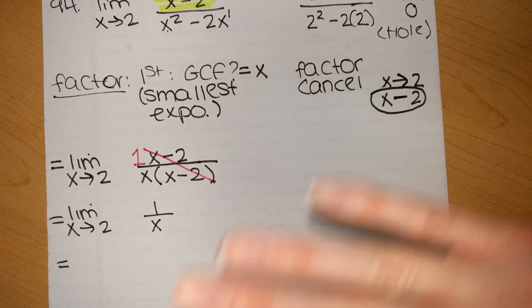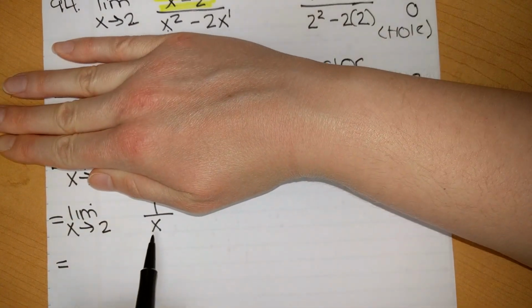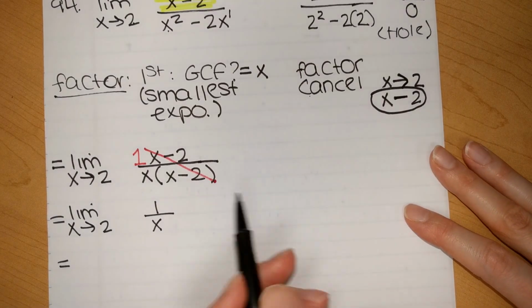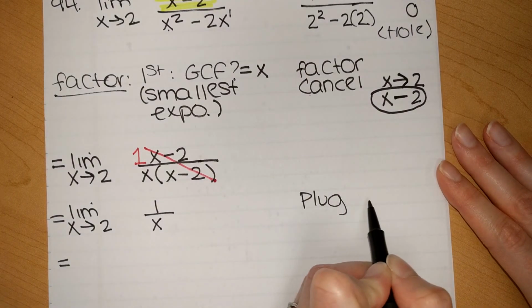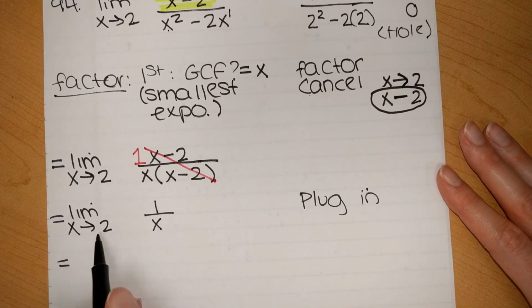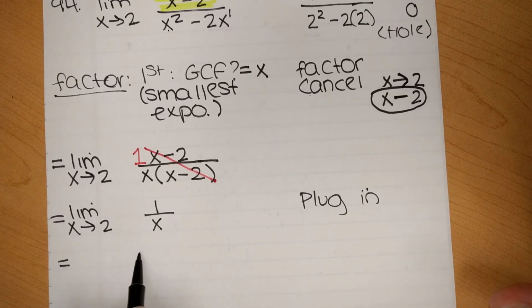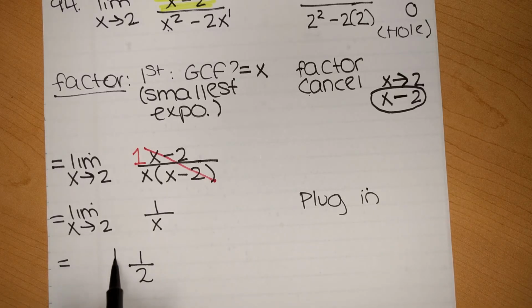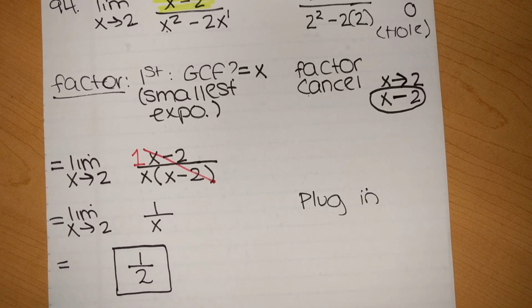If we were looking at just this limit, what we would do is plug in. So that's exactly what we're going to do. We factor and cancel, and once the dust settles, we try to plug in again and see what happens. So here I'm going to plug in x is equal to 2. Once I plug in, I've lost the x, so I will lose this limit notation. So it will just be 1 over 2, and that is our final answer for the limit.